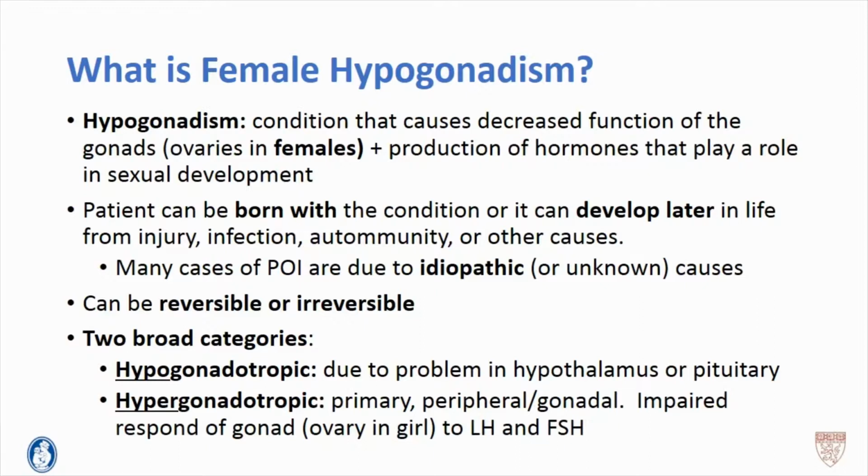I also care for, just so you know the range of my practice, patients with other metabolic errors such as galactosemia. I see patients who have had chemotherapy, radiation. So I see ovarian injury in a number of different settings. And the 2 broad categories of ovarian insufficiency are hypogonadotropic, due to a problem in the hypothalamus or pituitary, as Dr. Chan just reviewed, or hypergonadotropic, which is where there's a problem with the end organ, such as the ovary.